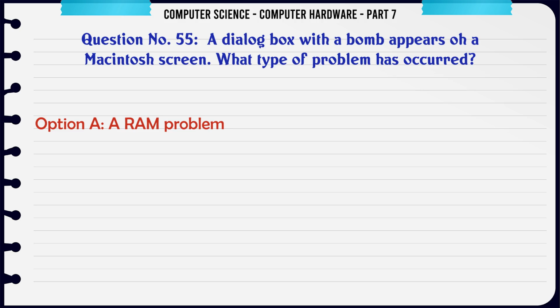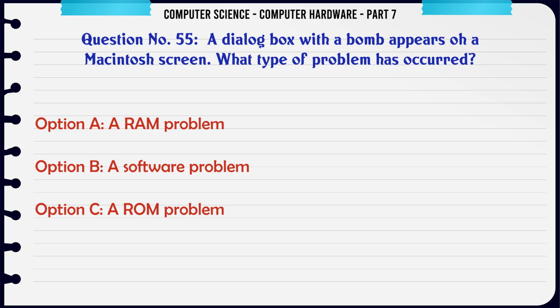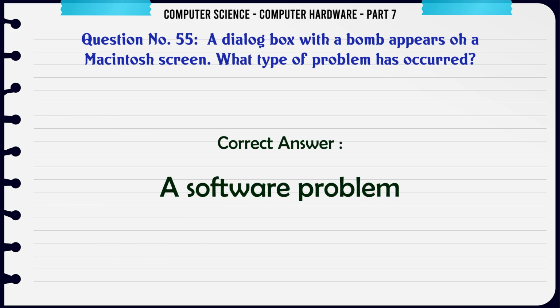A dialog box with a bomb appears on a Macintosh screen. What type of problem has occurred? A. RAM problem. B. A software problem. C. A ROM problem. D. An ADB problem. The correct answer is a software problem.